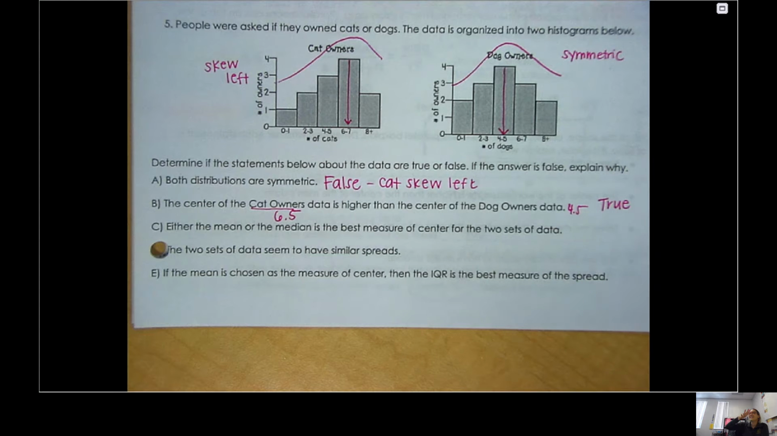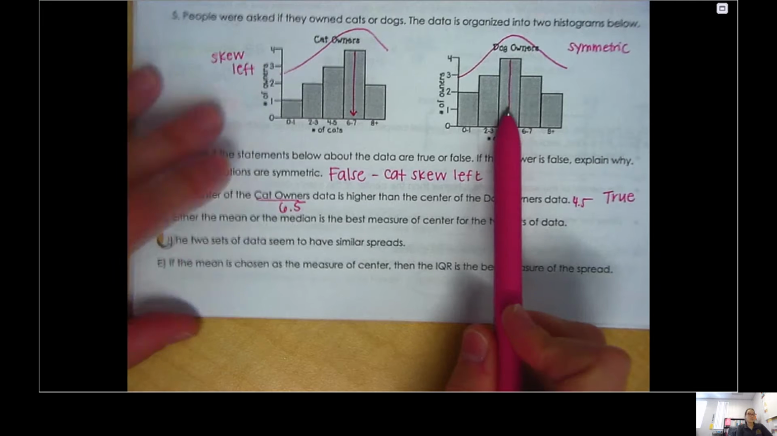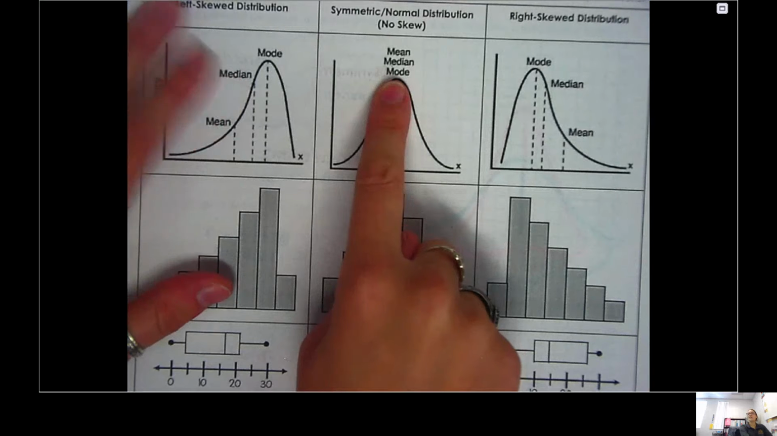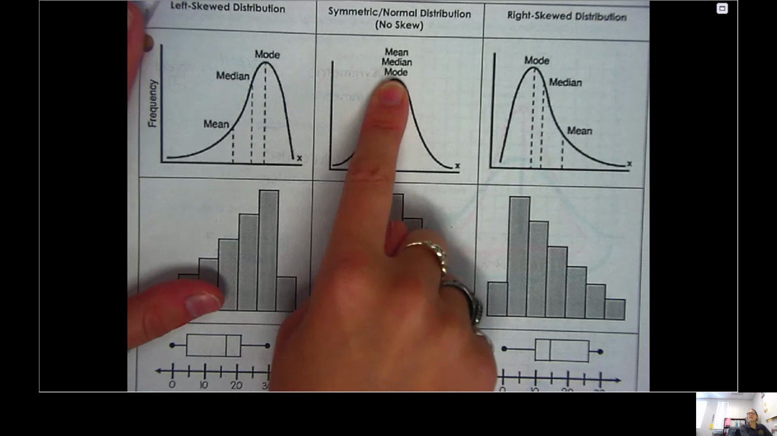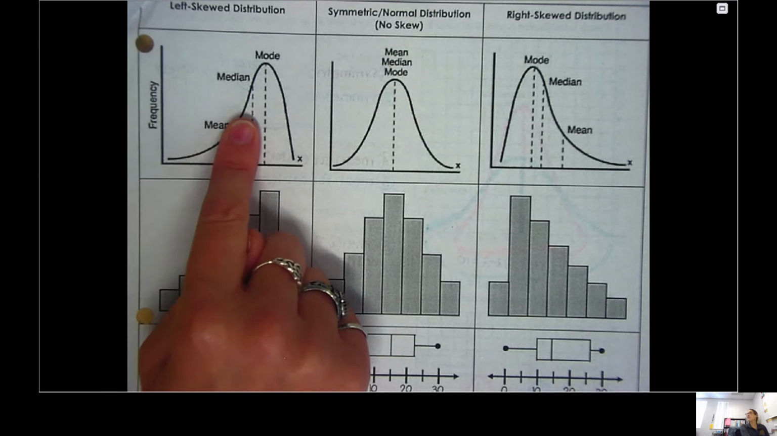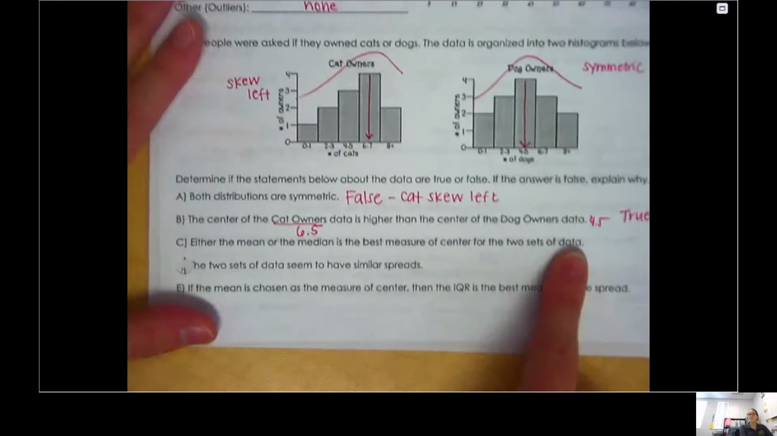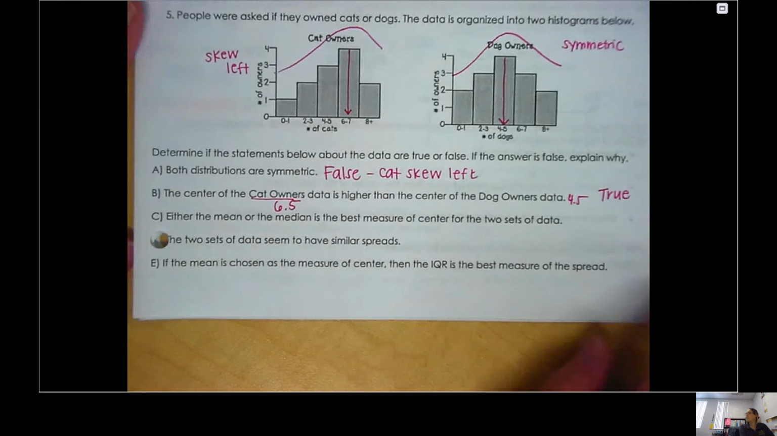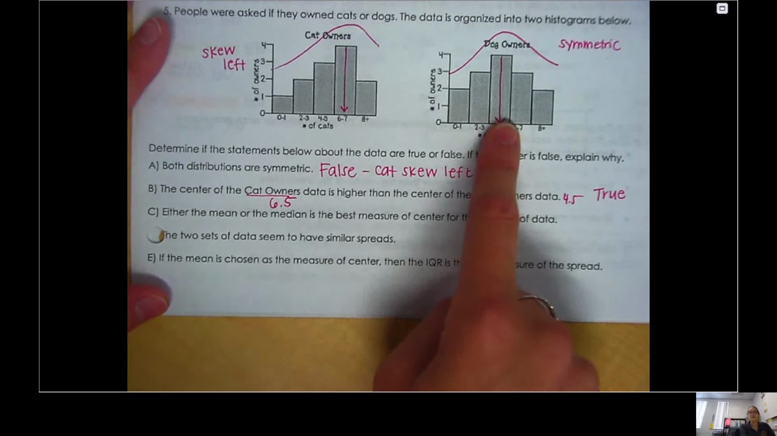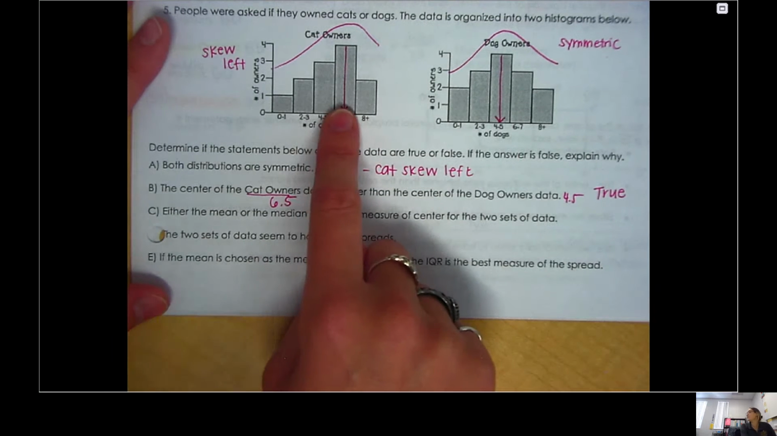Okay, here's the difference. When it's symmetric, here's your symmetric, your mean, median, and mode are the same. What happens when your data is skewed? Are they the same? No. So you'd have to use the median. You'd have to use the median if you're doing a non-symmetric graph. So this is false. You can use mean or median if it's symmetric, but if it's non-symmetric, you have to use the median.